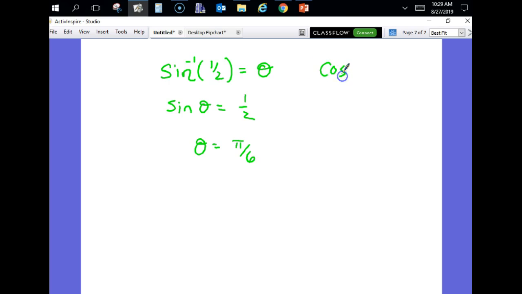this one. Cosine inverse of negative radical 2 over 2. Okay? So what am I going to write first? Okay? So now I'm looking for what kind of a value? An x value of negative radical 2 over 2. Can you guys find that on your unit circle? Pi over 4? No, not quite. You're close. 3 pi over 4 works. And that's the answer.